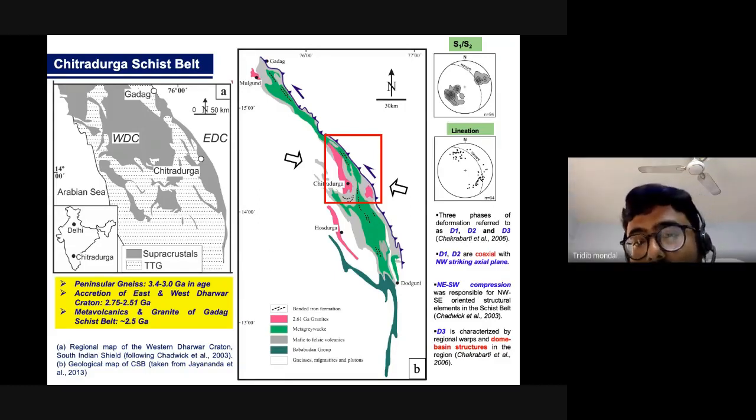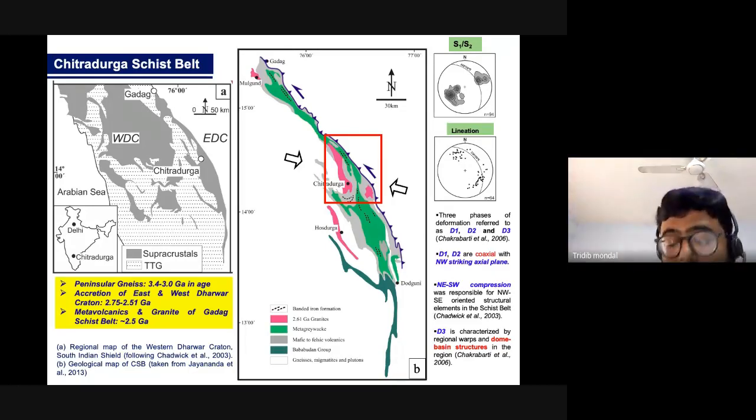So mainly I will talk about the fabric that are developed in the granite as well as the metavolcanic rocks in the region. I will talk about the paleostress conditions that are determined from the brittle structures from the granite, and I will talk about the vein emplacement mechanism from the metavolcanics or the metabasalt in that region.